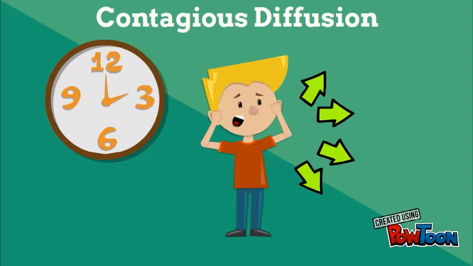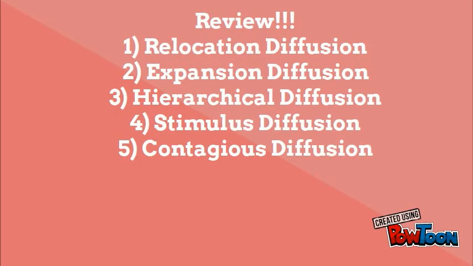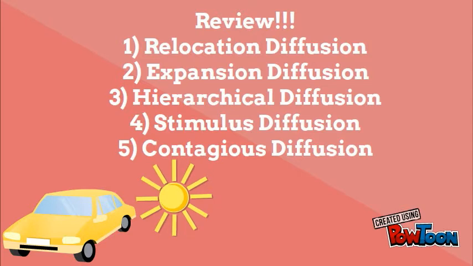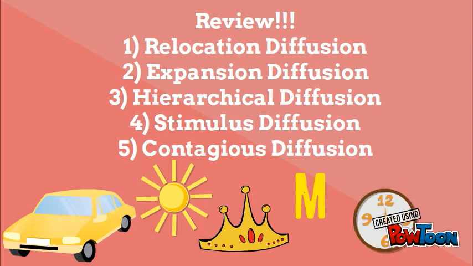people. Let's review. There is relocation, expansion, hierarchical, stimulus, and contagious diffusion. All of these describe the different ways people, goods, and ideas move around the earth.